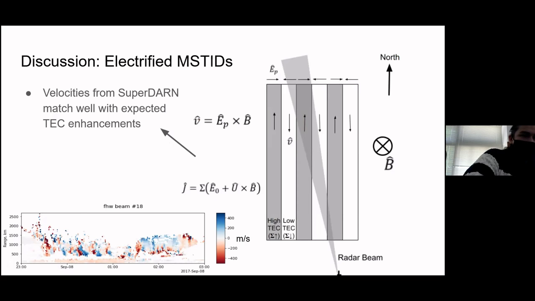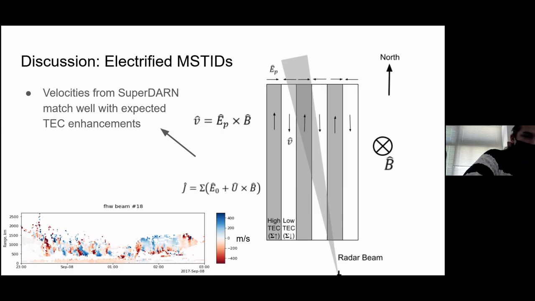So I know this may be a little confusing. This plot's kind of a lot, but the point is that you have some more evidence here that this is an electrified TID, and not only that, that it's pretty significant in magnitude.